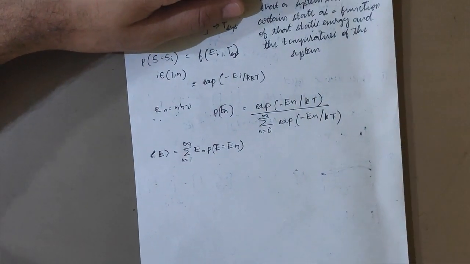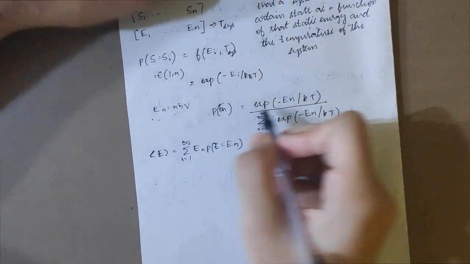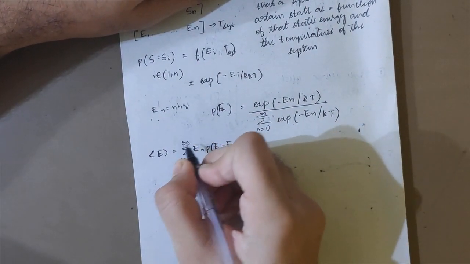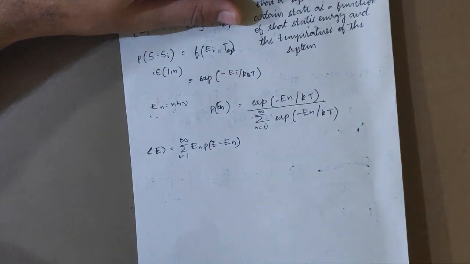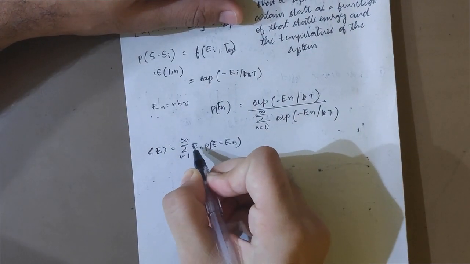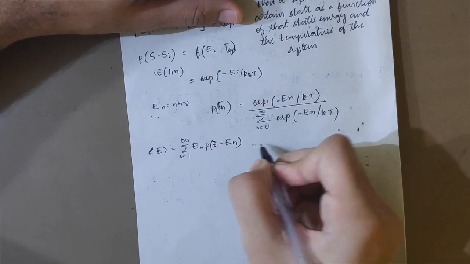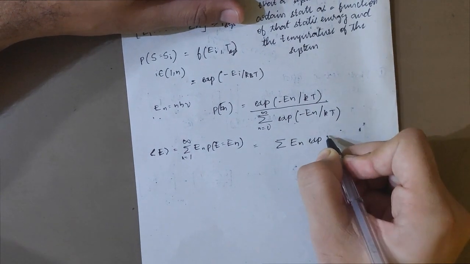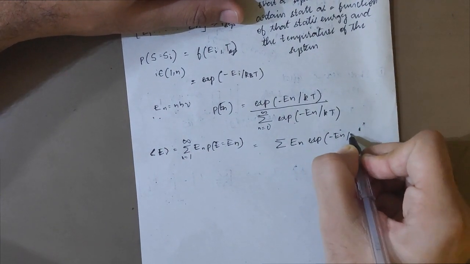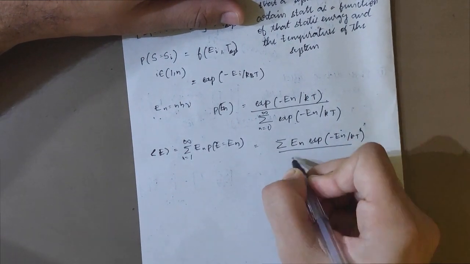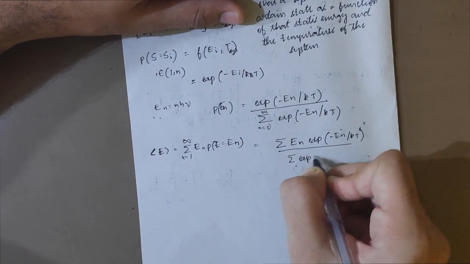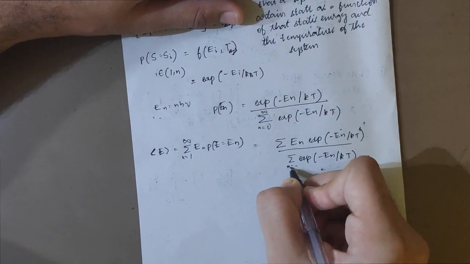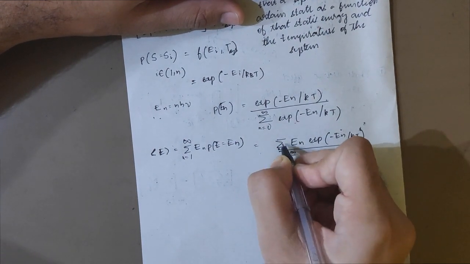This is a simple postulate from statistics, where if you have a set of states 1 to n, then the average or the expectation of the variable En is given by the summation over each energy value times its probability value. Now this will be the summation of En exponent of minus En by kT, divided by the summation of exponential of minus En by kT, where n is equal to 0 to infinity.